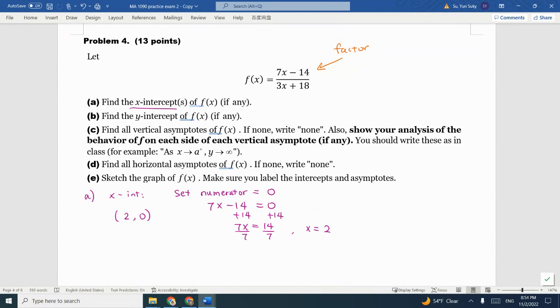Okay, I told you so many times. I hope you can remember on your exam. That's x-intercept. How about y-intercept?